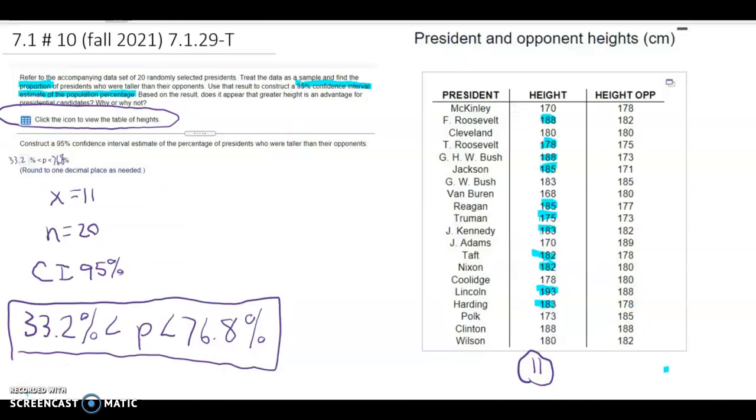You can see here the 95% confidence interval estimate of the percentage of presidents who were taller than their opponents is 33.2% to 76.8%. Notice here that in my confidence interval estimate, I write P in the middle, which is my symbol for the population proportion, because that's what we're estimating, not P hat, but P.